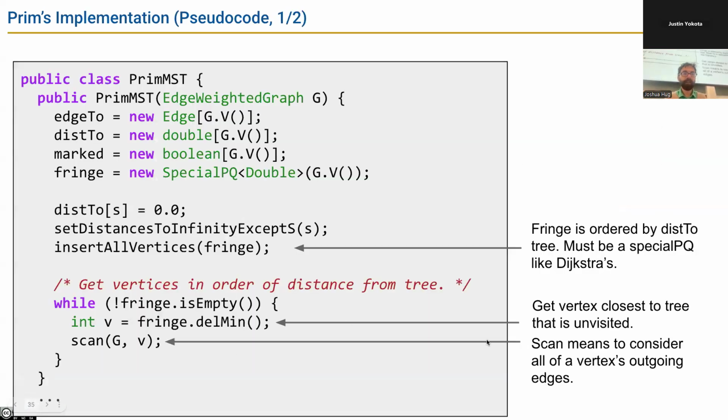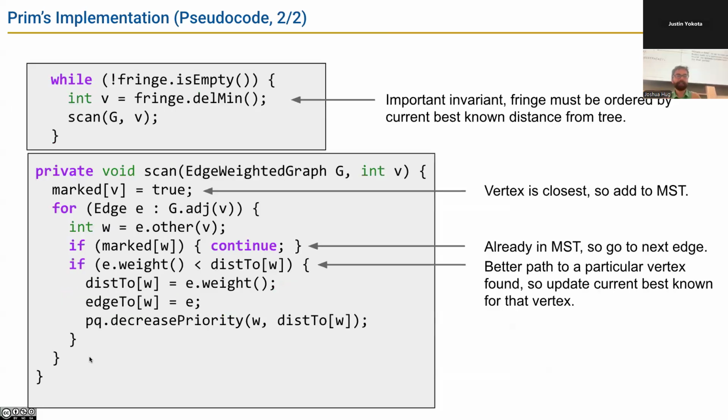In terms of code, what would the code look like to do this? Well, we would create an edge to, distance to, and marked array. We'd have a fringe, which is a priority queue. We would start by setting all the distances to infinity and add all the vertices. Then, as long as the fringe wasn't empty, we would delete the minimum vertex, and then we would scan. What does scan mean? It means relax all the edges coming out of that vertex.